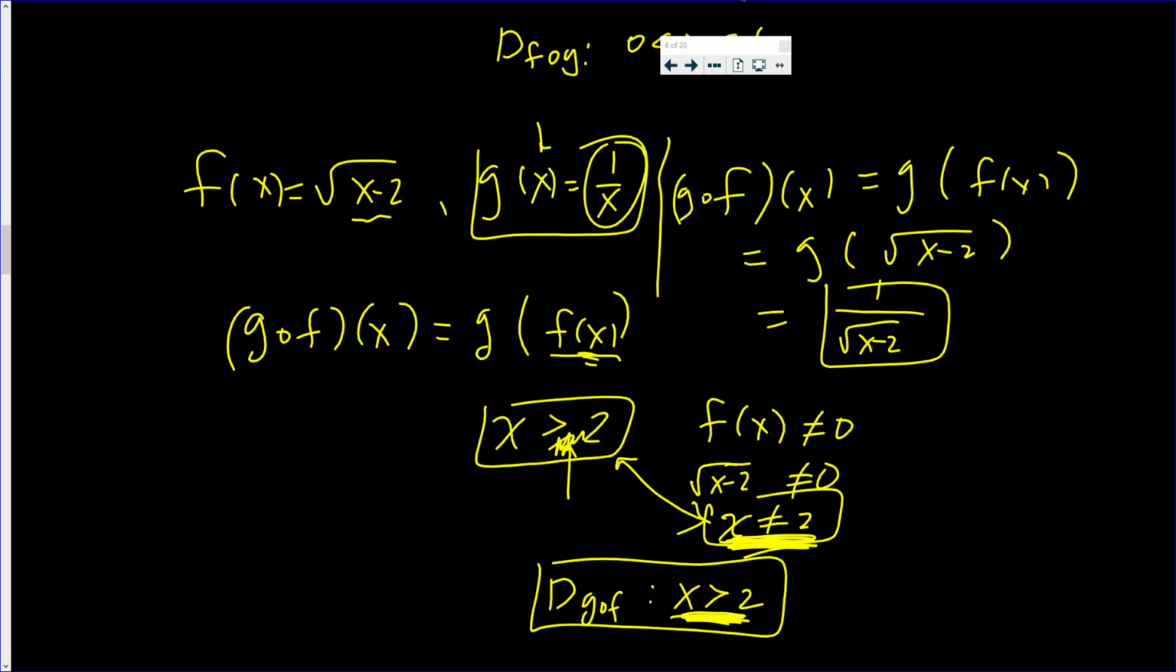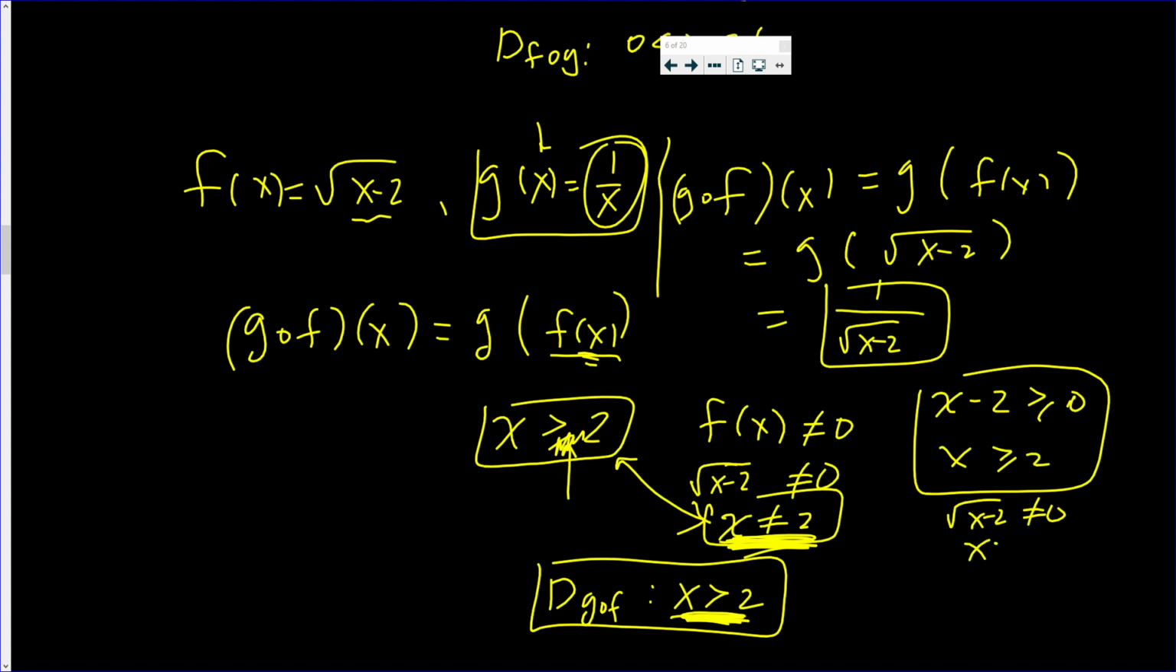The domain of this is implicitly that x has to be more than 2. Because what's under the radical has to be greater than or equal to 0, which means x is at least 2, and what's in the denominator can't be 0. That happens when x is 2. Combining these two restrictions, we get x is bigger than 2. It is a coincidence. It's not always going to happen.